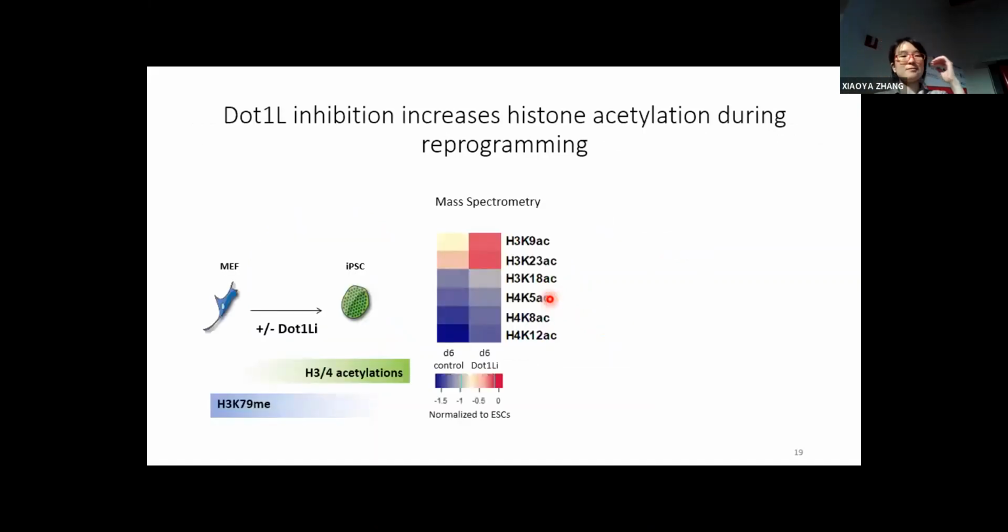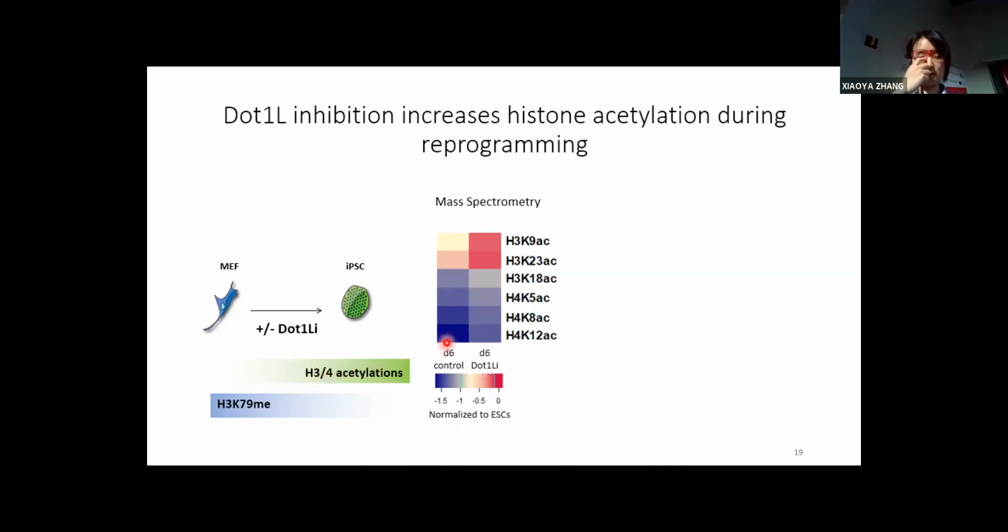In order to investigate if K39 methylation can globally affect other histone modifications, Coral performed mass spec experiments on reprogramming cells with or without DOT1L inhibition. From this heat map, if you compare the Day 6 DOT1L inhibition group with the control, you can see most acylation levels are increased upon DOT1L inhibition, which is very exciting to us because, as we may remember from the earlier mass spec, histone acylation is much more enriched in stem cells, and is a key feature of the stem cell epigenome.